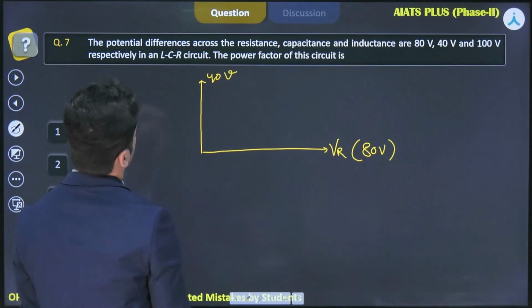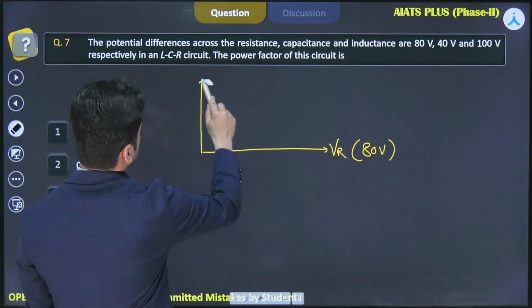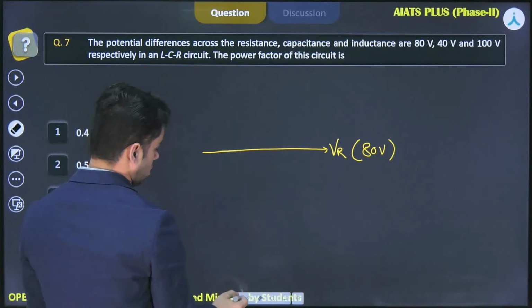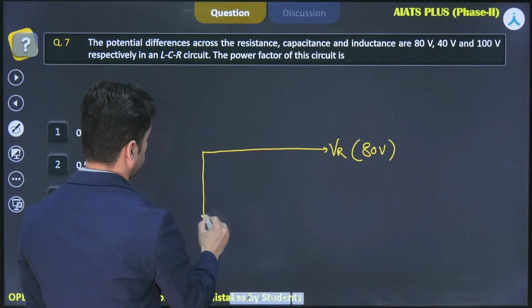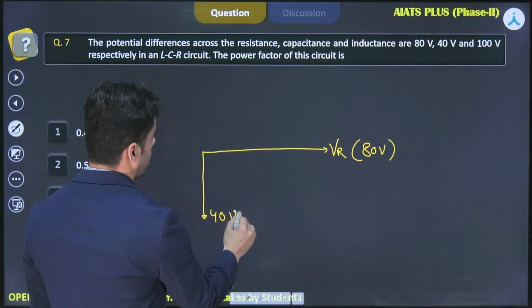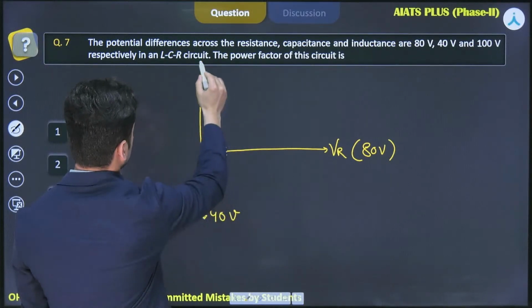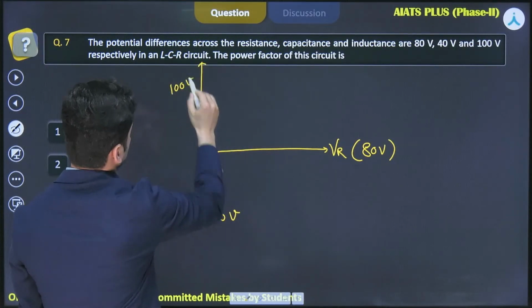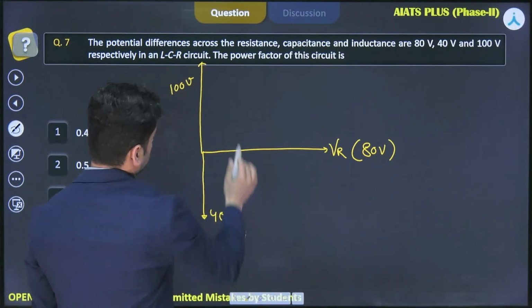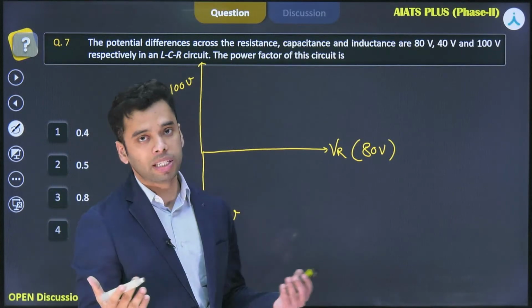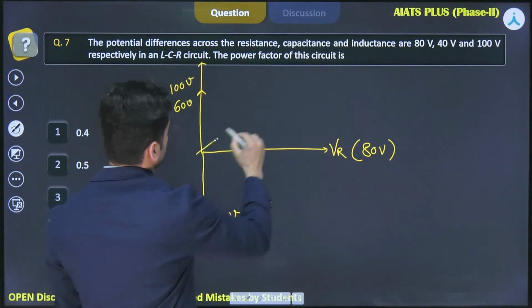And across the capacitor, sorry, okay. So you have across the resistance as 80 volt, across the capacitance as 40 volt. So this is 40 volt. And across the inductor you have 100 volt. So this is 100 volt. Right? This is the phasor diagram. Now, the net resultant of this 100 and 40 will be 60. So this is 60 volt.